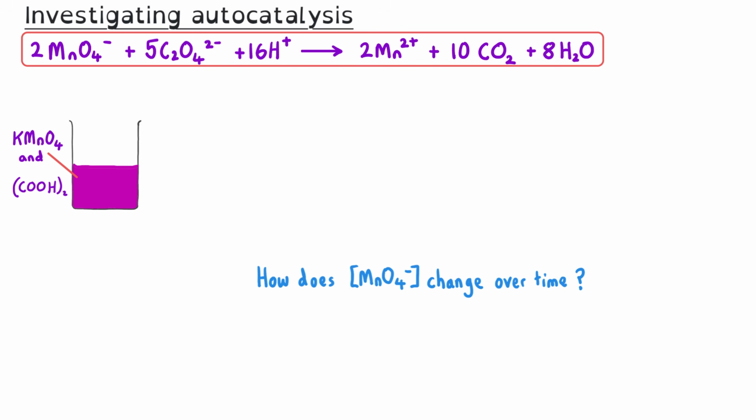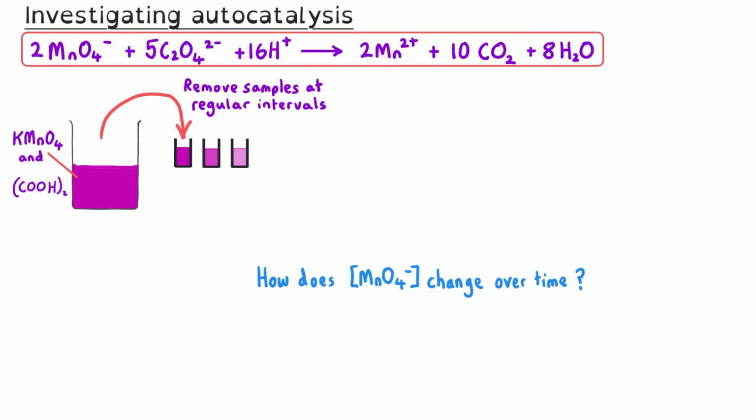To do this, we would need to remove small samples of our reaction mixture at regular time intervals. And each time we remove this sample, we would need to quench the reaction. That means we would need to stop the reaction. And this is because if we didn't stop the reaction, it would just continue, albeit on a smaller scale, in the little sample that we'd removed. And so we need to stop the reaction so we can analyze the concentration of the manganate 7 that was remaining at the point of removal.